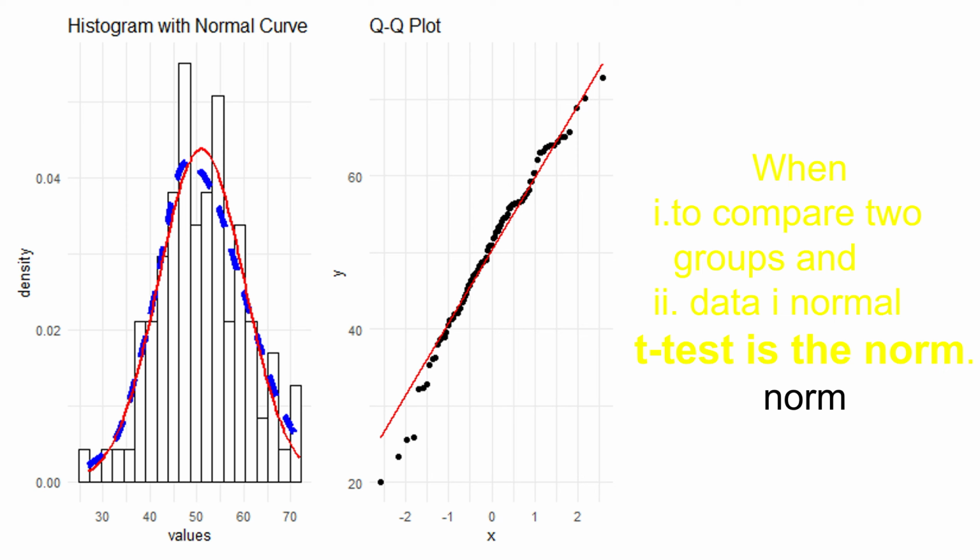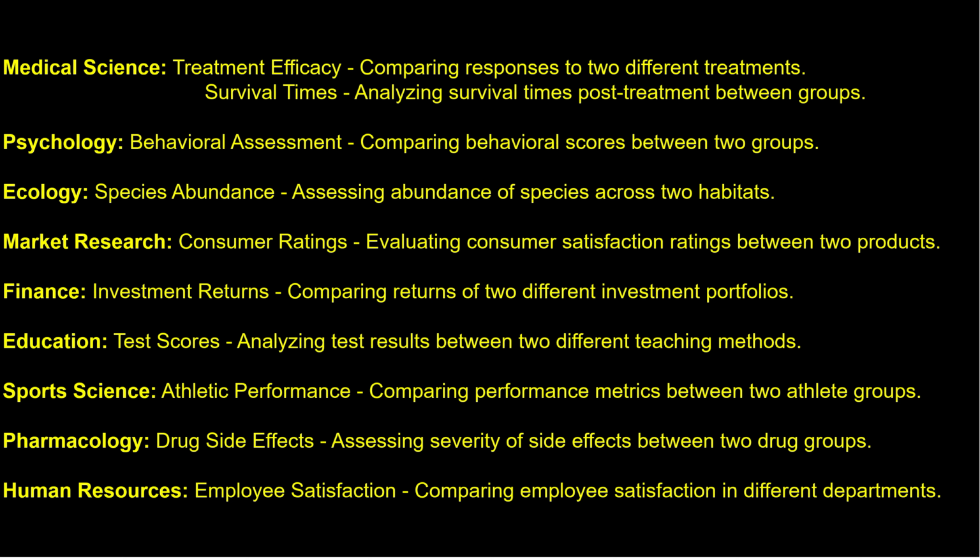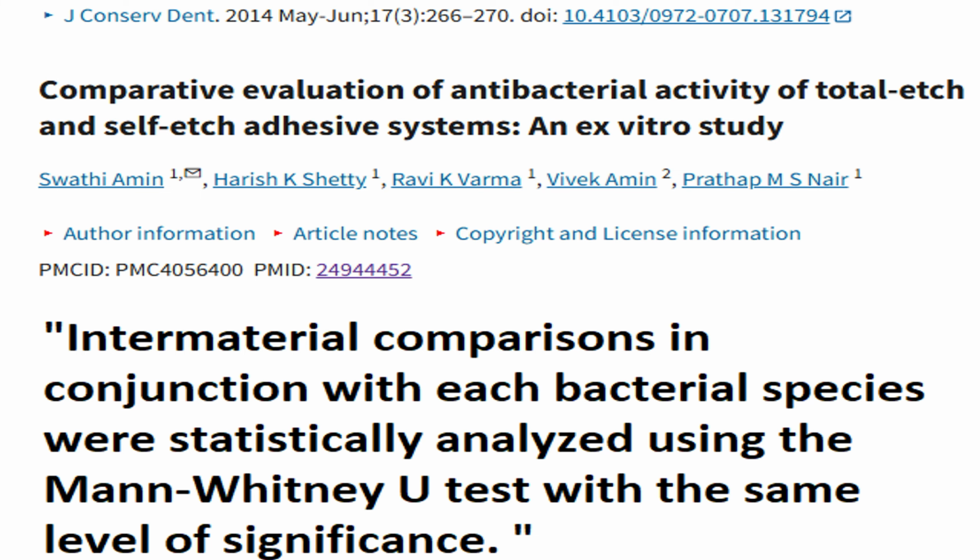However, it's important to note that if you know your data is normally distributed, parametric tests like the t-test should be your first choice, as they are more precise and valid. From medical sciences to market research, the Mann-Whitney U-Test is versatile. In microbiology, for instance, it has been used effectively to compare the antibacterial effects of different dental adhesive systems.